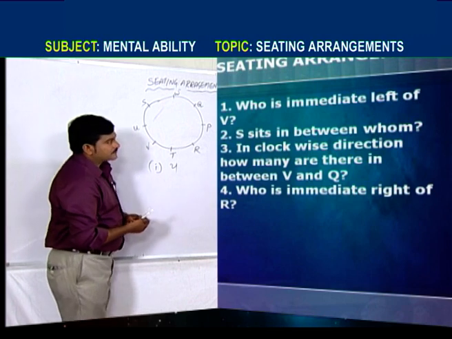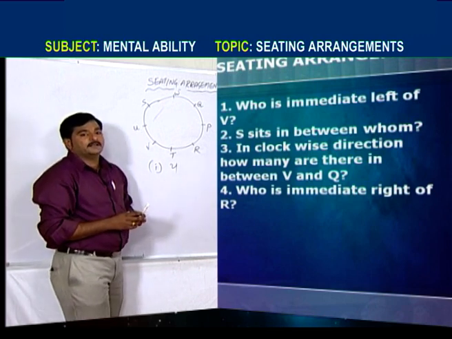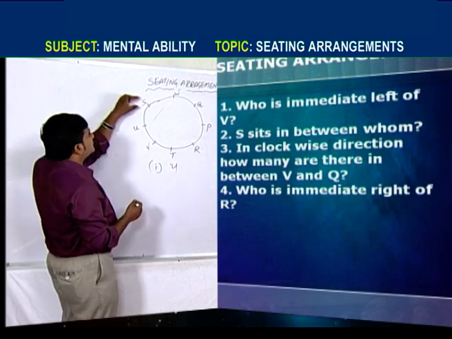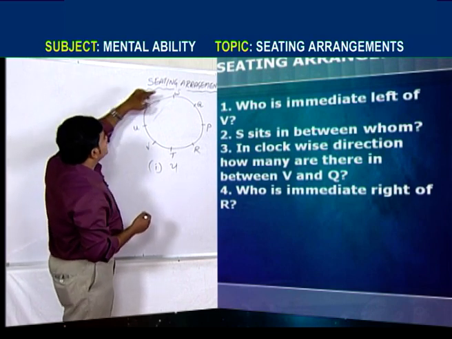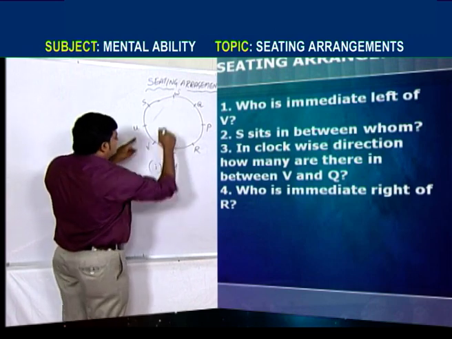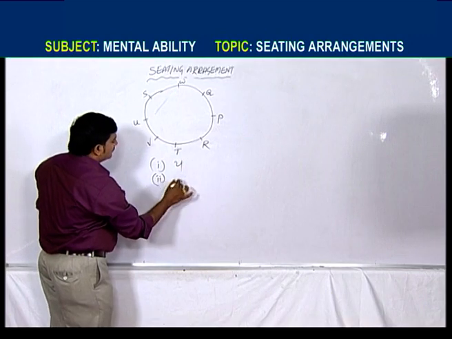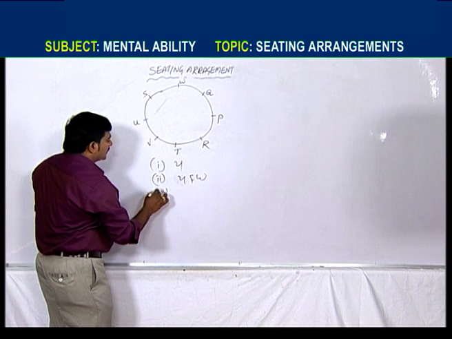That is the first question. Now question number 2. What has he given? S sits in between whom? For example, here S is there. S sits in between whom, what can we say? U and W. S sits in between U and W. The answer for the second question is U and W.